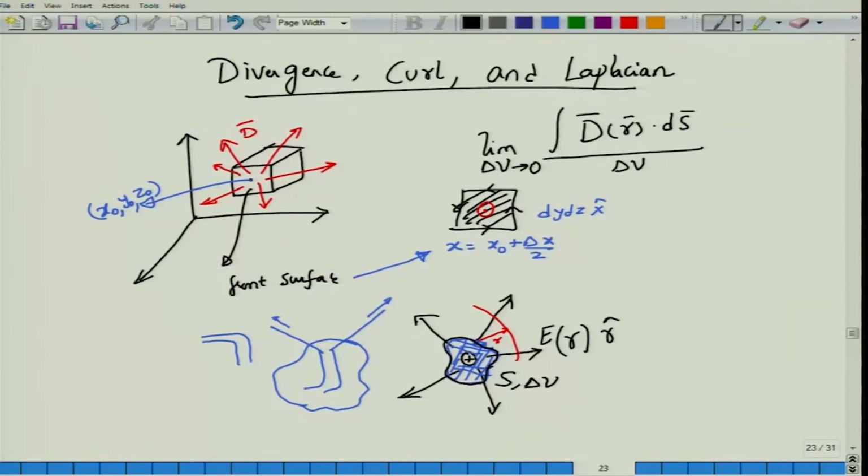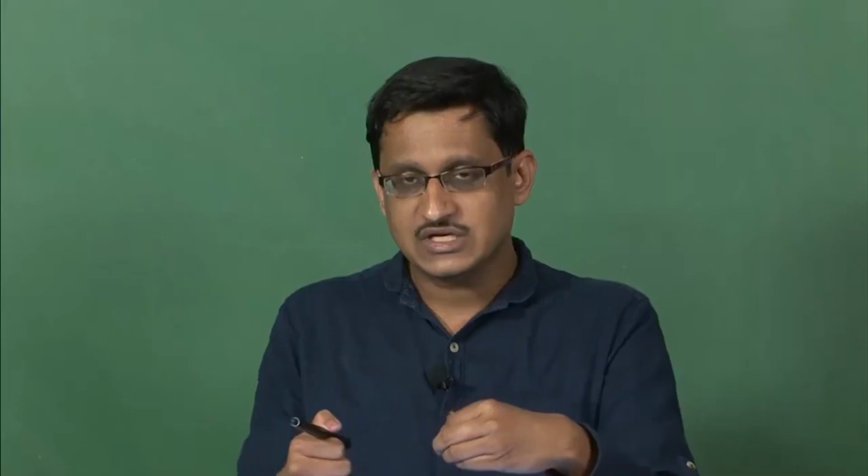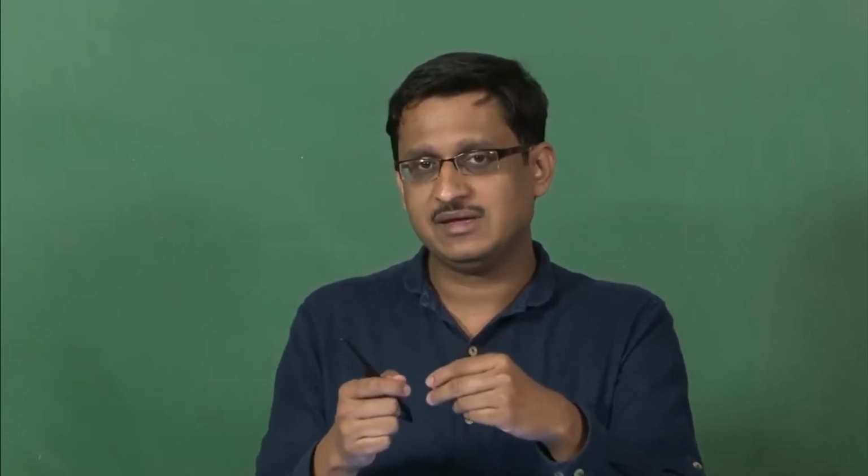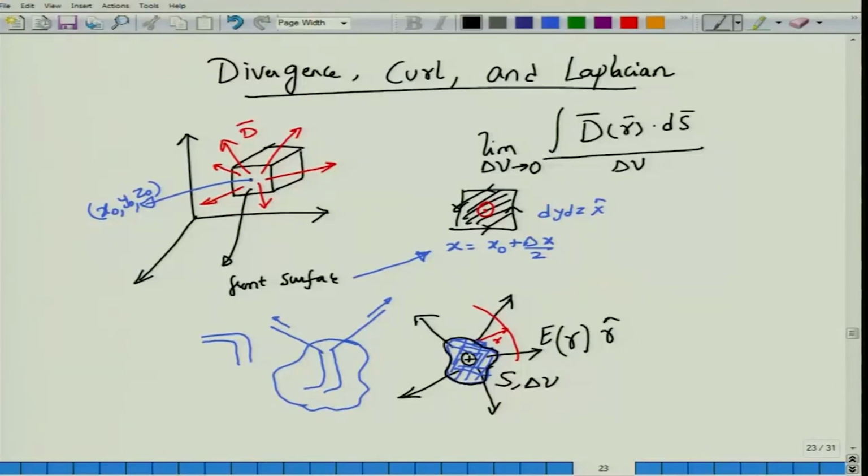If you take the volume and start shrinking it more and more towards 0, and you still see this quantity to be non-zero, so whatever the D of r dot dS that you are going to obtain, if that quantity is non-zero, then you say that this vector field D has a non-zero divergence. Then you represent that by writing this as divergence of D and defining this mathematically in this way. Okay. So immediately you will be facing a couple of questions.